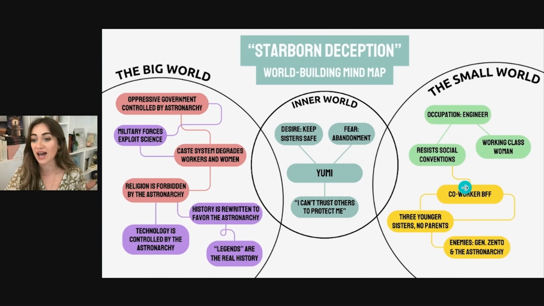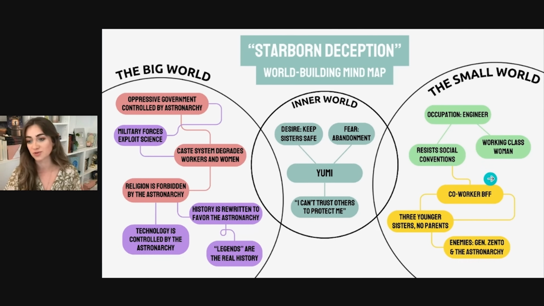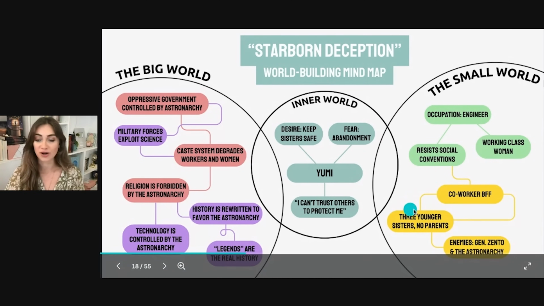And then we have her family and characters. So maybe she has a coworker, BFF, who's based off of Charlotte Lucas. She has three younger sisters, no parents. And then for enemies, probably the General Zento character will be an enemy, as well as anybody in the astronarchy, who's like the evil force, right? So that's her small world, an extension of her inner world.